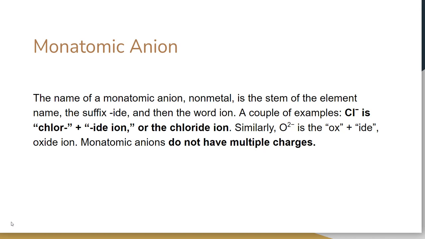And monatomic anions do not have multiple charges. So again, some other ones, if you look on there, fluorine would be the fluoride ion, and so forth. So these again do not have multiple charges. They are monatomic anions, and they just have a single charge. Typically, you're going to find them with a -1, -2, or -3.